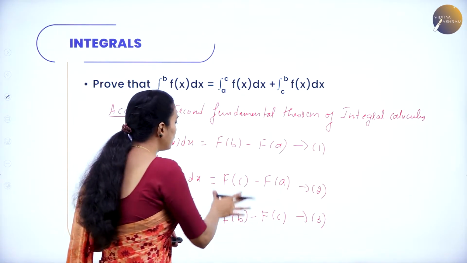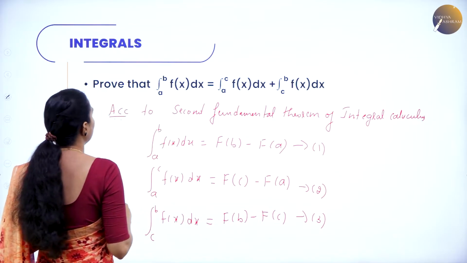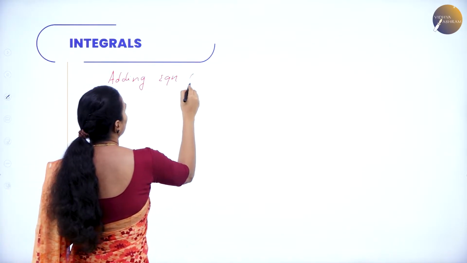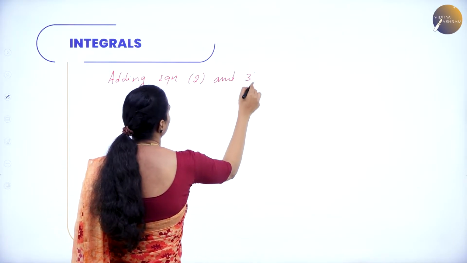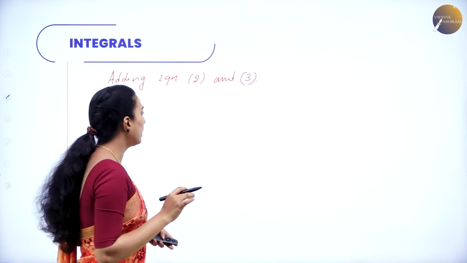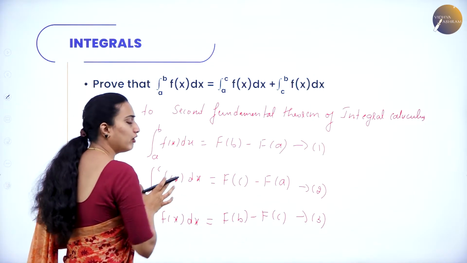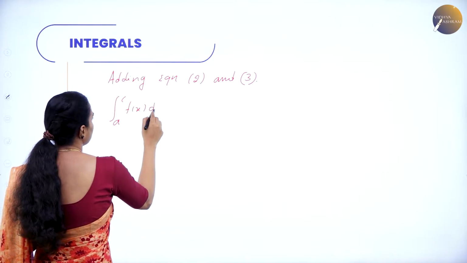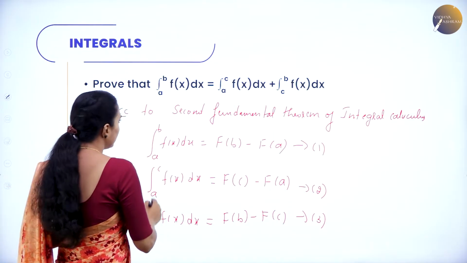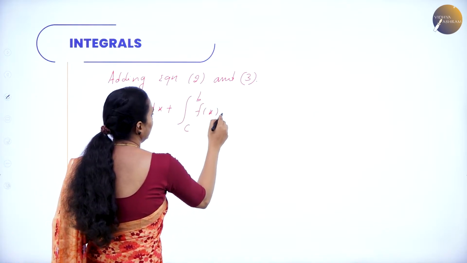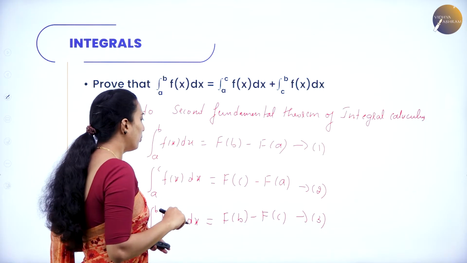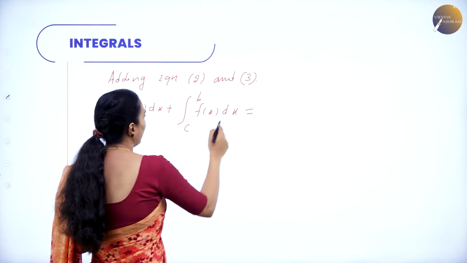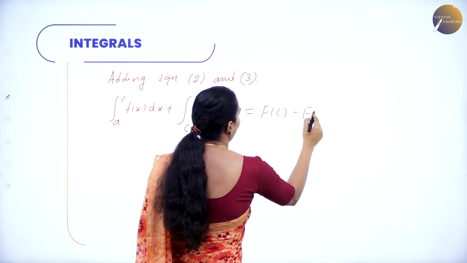Now let us add 2 plus 3. By adding equations 2 and 3, let us write first the left hand side, that is integral a to c f of x dx plus integral c to b f of x dx. Now let us add the right hand side. What is the right hand side? f of c minus f of a, that means integral a to c f of x dx.